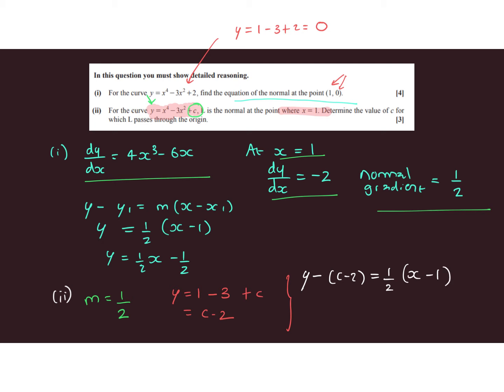So we want to know the value of c for which this normal passes through the origin, which means that when x equals 0, y must equal 0, and we'll substitute that information into our equation for our normal. So that's 0 minus c plus 2 equals 1/2, and of course 0 minus 1 is just minus 1. And we then just need to simplify this, rearrange it, and find our value of c, which is c equals 2.5, or 5/2.